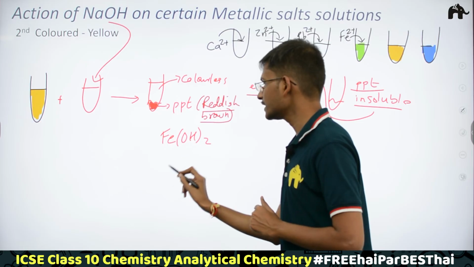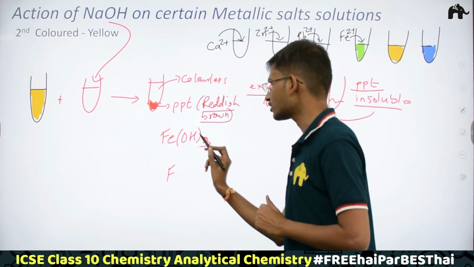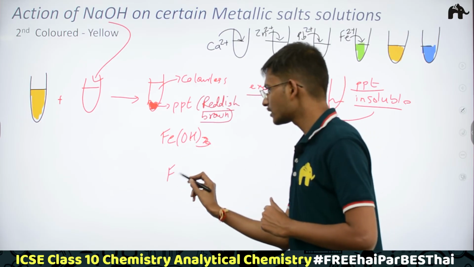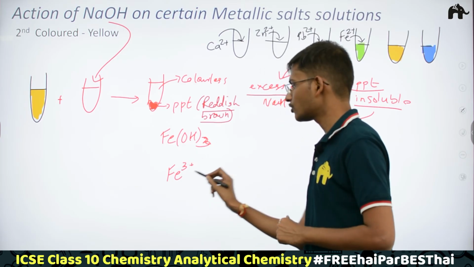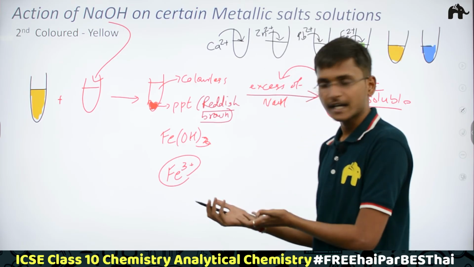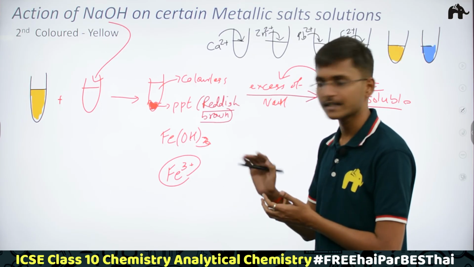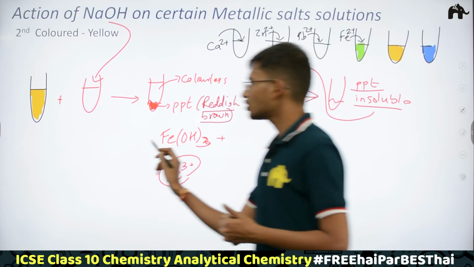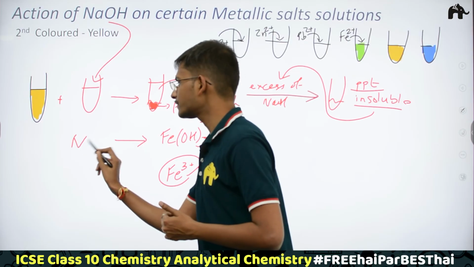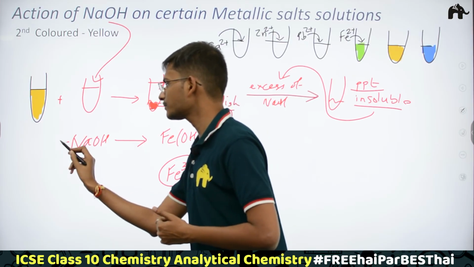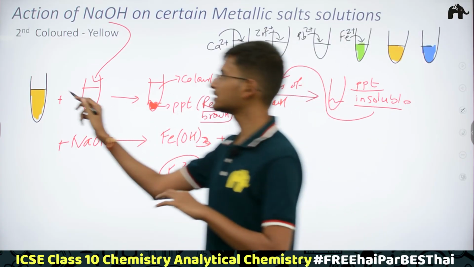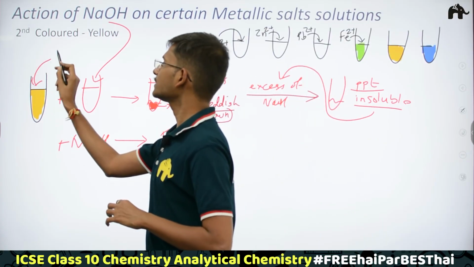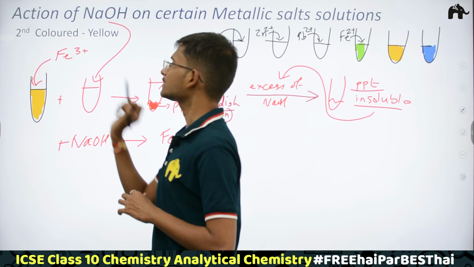Why am I calling it ferric? Ferric hydroxide, Fe(OH)3. Why ferric? Because this ferric hydroxide is made up of Fe3+ ions, and these ions are called ferric ions, Fe3+ ions and 3 OH- ions. So now let's write the reaction. We know OH- ions are coming from NaOH, and since Fe3+ ions are present in this ferric hydroxide, this means this metallic salt solution is having Fe3+ ions.